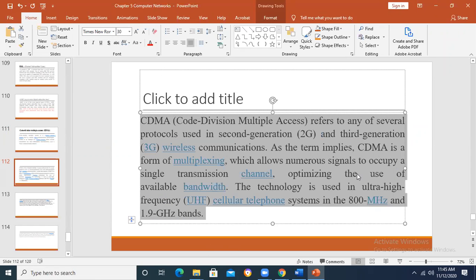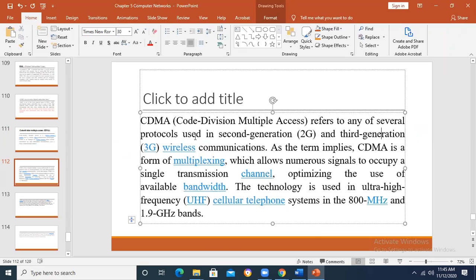Now, CDMA refers to any of several protocols used in second generation. You know that when cell phones were introduced, directly it was not 4G or 5G. First it was 1G, then 2G, then 2.5G, then 3G, then 4G. So there were different advancements, G for generation. And if you Google it, since it is not in our syllabus, I'm not going into that much detail.